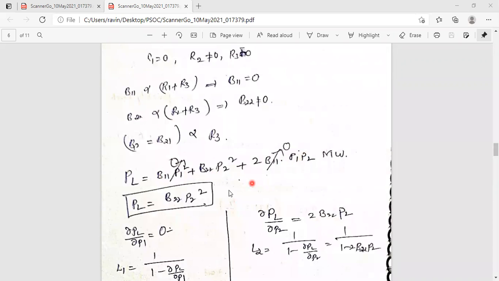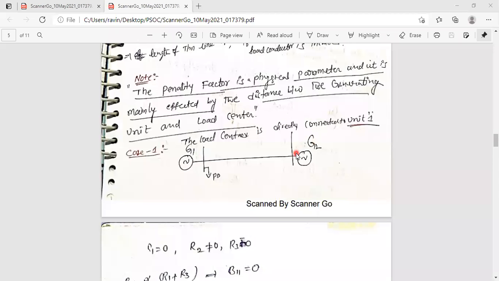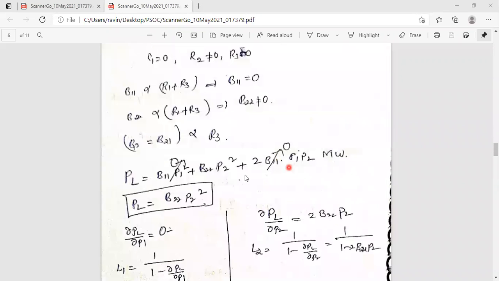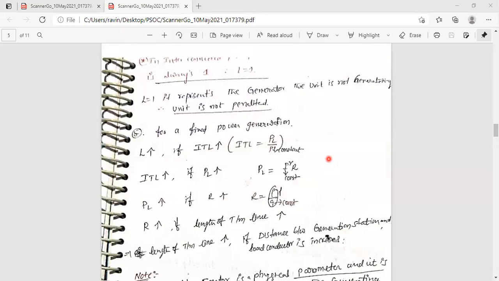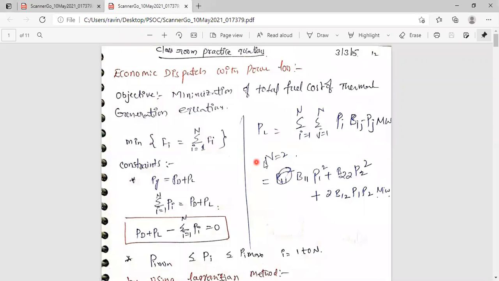With respect to generator one, losses are going to be zero, and we have to consider only generator two losses. As we know from the last class, if two units are connected, number of units are 2, then this coordination equation can be written like this: B11 P1 square plus B22 P2 square plus 2 times B12 P1 P2. You can check. This is the equation for the transmission line loss.